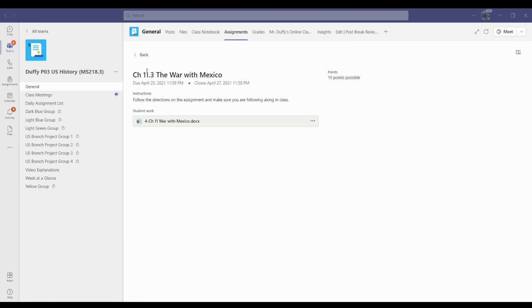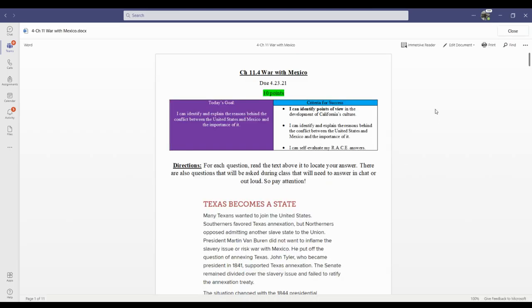You're going to open the chapter 11.3, the War with Mexico assignment. It's due on Friday and it closes 1 week from today, 10 points possible. Make sure you're following directions and I'll have some ways to prompt you guys in class for stuff as well. Make sure you're doing that.